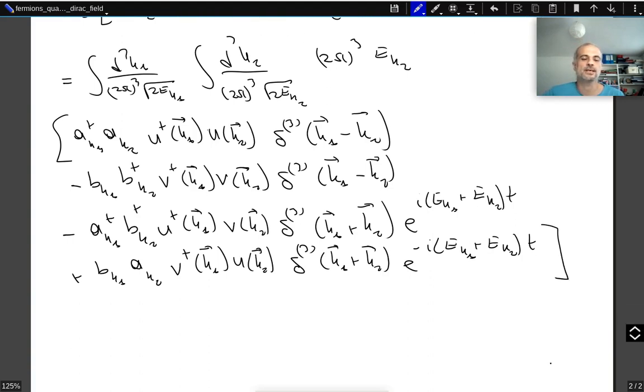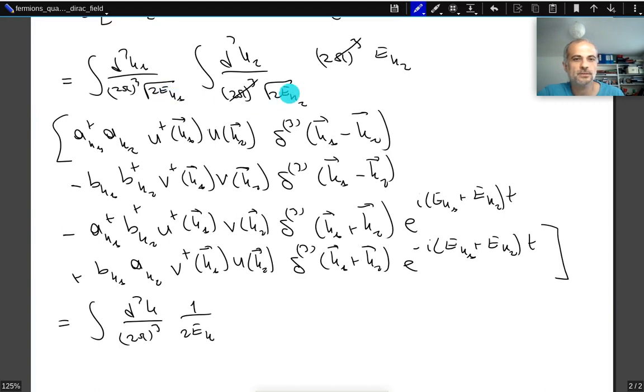So these are the terms I have. Let me take the k2 integral now. Since I already know that in all of these, due to all of these Dirac deltas, e of k1 and e of k2 will be the same, let me just first cancel these ones. I will get d cubed k divided by 2 pi cubed. There is a 1 over 2 ek, the product of this one and this one. Let me for the time being still keep this e of k.